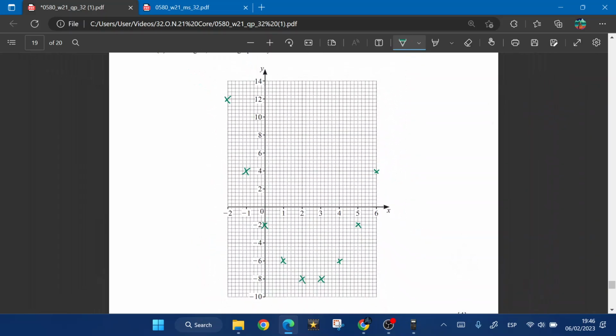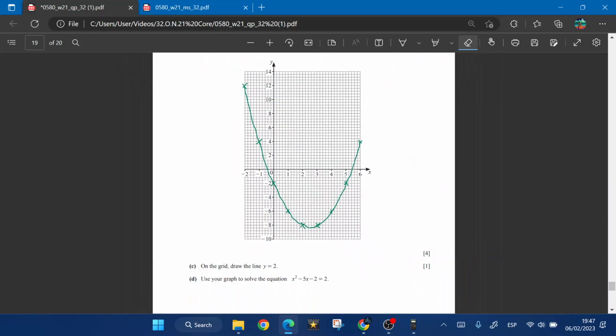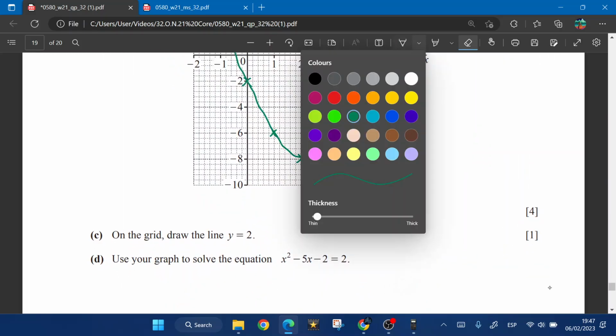Right, and then by freehand, make a nice smooth curve. Make sure you go through every point. Just curve at the bottom, don't flatten it off. And back up. Don't do feathering. Don't draw more than one line. Just one smooth line, okay? One smooth line. Right. Question C.